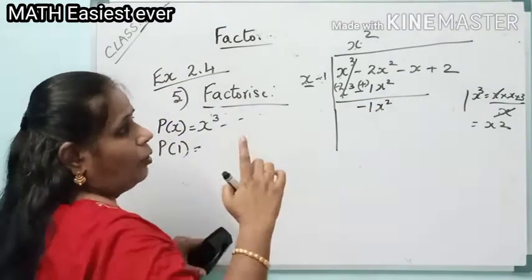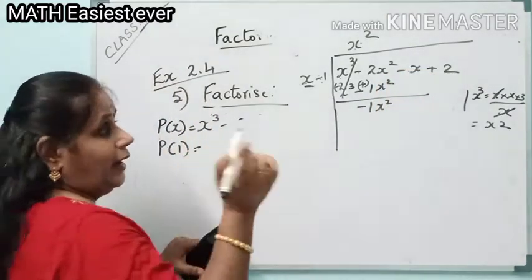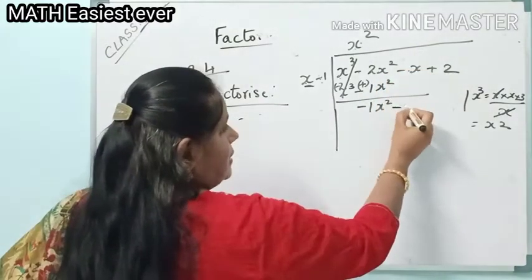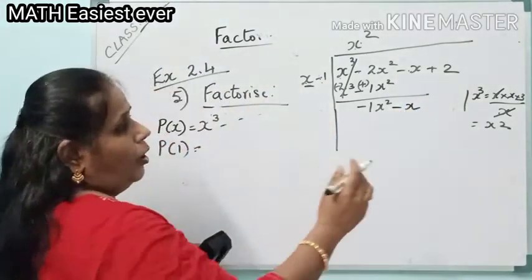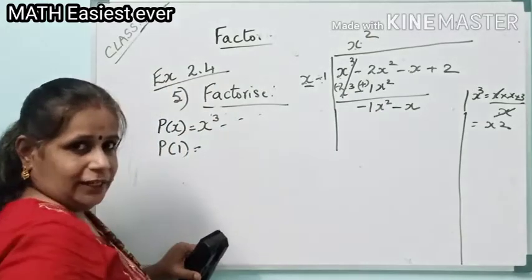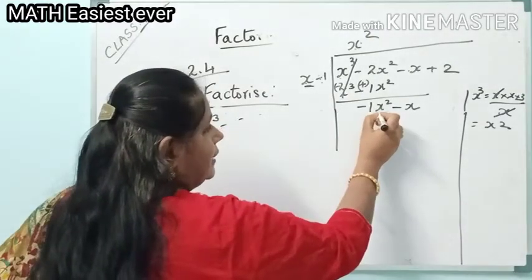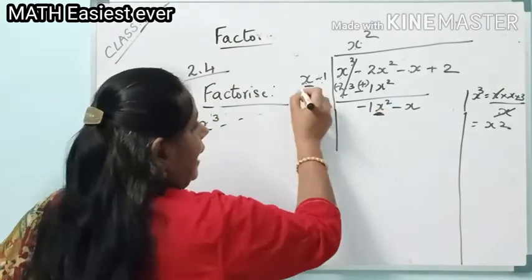Okay. Now what you have to do is take down the next term. What is the next term? It's minus x. Bring down the next term, minus x. Now you have to find out the next term of the quotient. To find the next term of the quotient, take this first term and this first term.